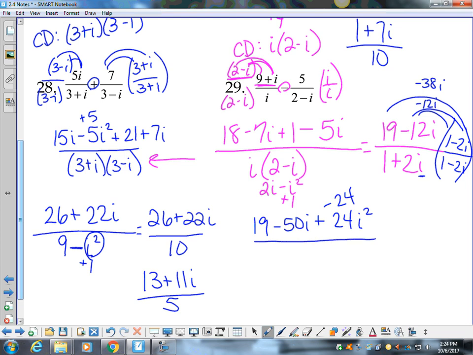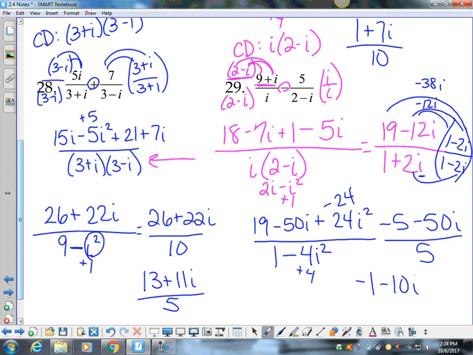Now the bottom are conjugates, which makes me happy because stuff's going to cancel. So I got a 1. Outside and inside are going to cancel, so now I just have to do that part. So that's going to be a minus 4i squared, which is going to be a plus 4. So now I'm over 5. So yay, no i's in the denominator. I need to do 19 minus 24. That's going to give me a negative 5. And then minus the 50i. And then they can all cheat with a 5. So negative 1 minus 10i.